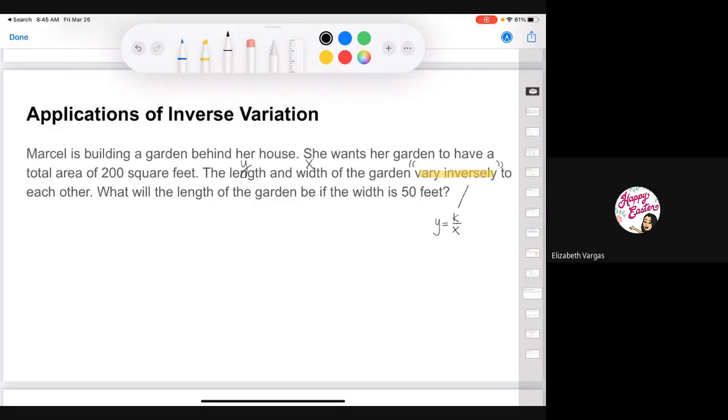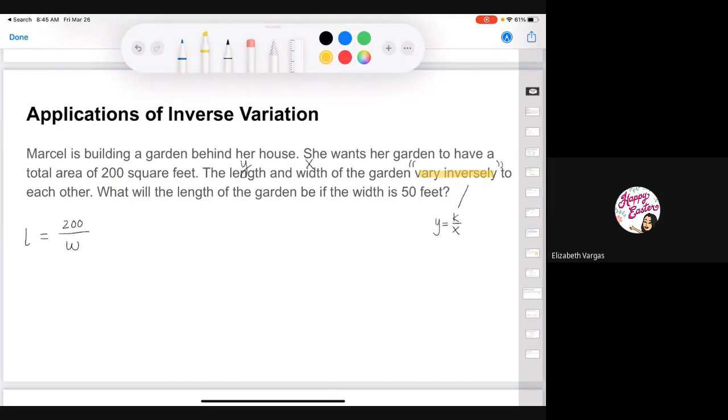So basically, y is your length. So I'm going to put length is equal to 200, which is my k, and I know my x is my width, so I'll just put w. So that is how my length and width relate to each other. Okay, so now I just plug in.